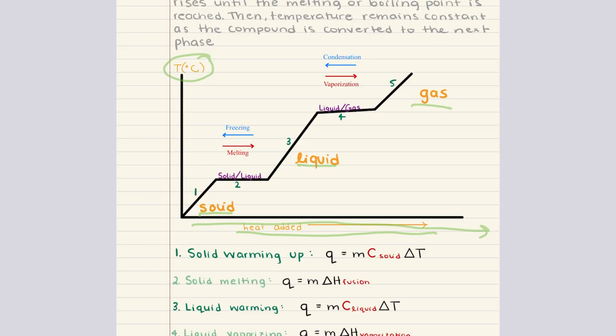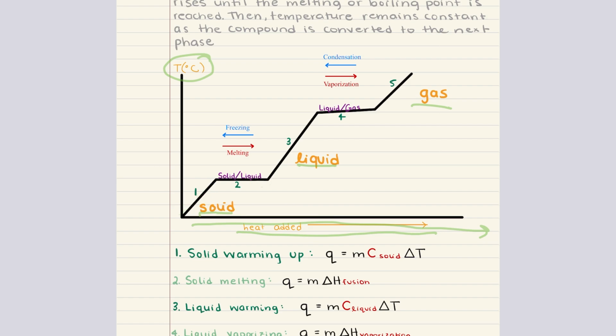The curve contains sloped segments where temperature increases and flat segments where the substance undergoes a phase change. During the sloped regions, heat increases the kinetic energy of the molecules, which leads to a rise in temperature. However, during the flat regions, heat does not change the temperature. Instead, it's used to overcome intermolecular forces and convert the substance from one phase to another.